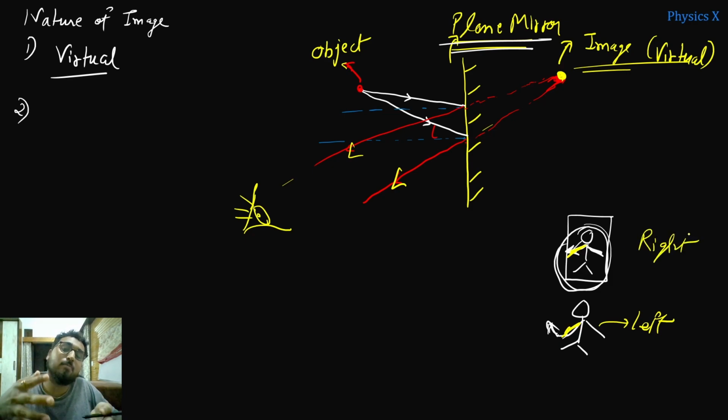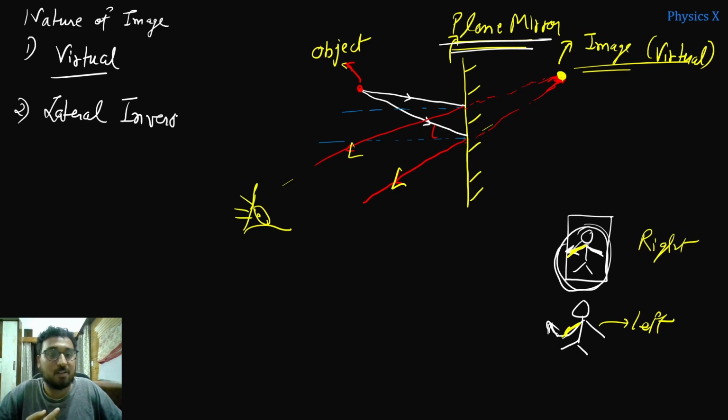See from the perspective of that image: the image which is formed in the mirror, its right hand is moving and yours is the left hand. So there is a flip also, and this is known as lateral inversion. Lateral inversion means that whatever is left in the real object, you will see that its right is getting affected. That is why lateral inversion is observed on the plane mirror.